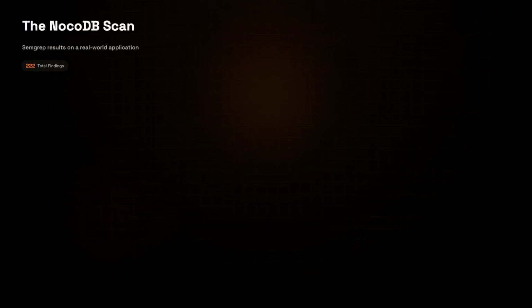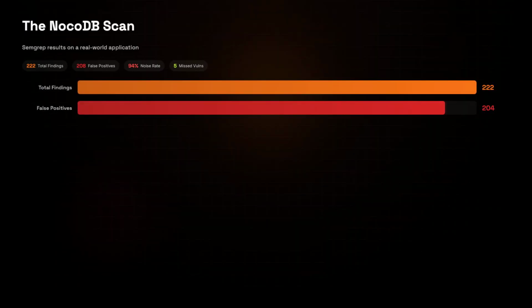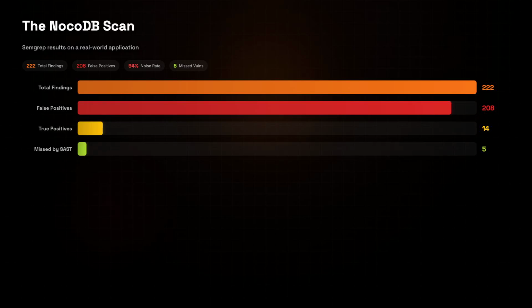Let's look at what actually happened with NocoDB. Semgrep, one of the most widely used SAST tools, generated 222 findings. Sounds thorough, right? But 208 of those were false positives. That is a 94% noise rate. Meanwhile, 5 real vulnerabilities went completely undetected. Not deprioritized, not marked low severity, completely invisible.